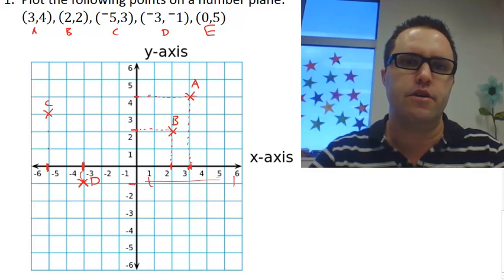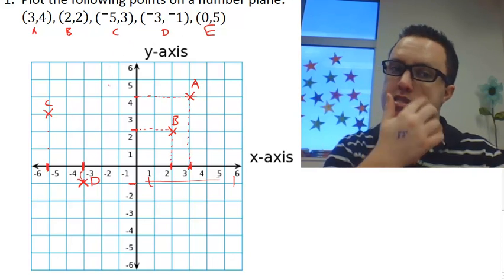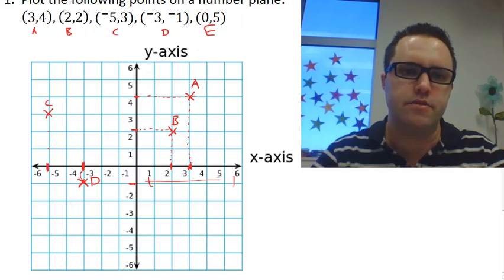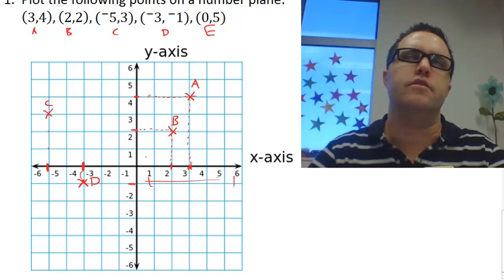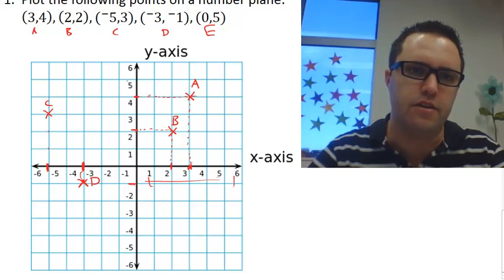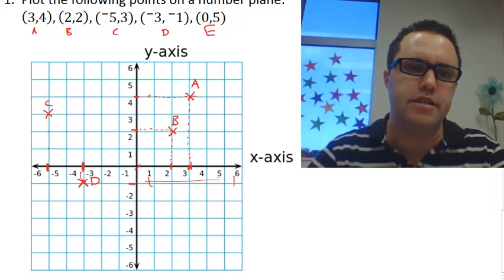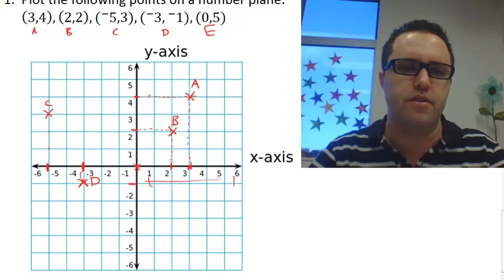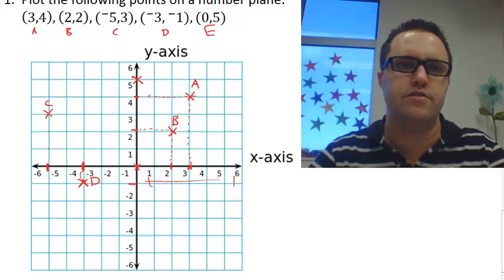Now, 0, 5, sometimes these give a little bit of confusion. So you're finding the part where x is 0. X is 0 all the way along the y-axis. So x is 0 is here at the origin, but we have y equals 5. So 1, 2, 3, 4, 5. So here's our point, x is 0, y is 5. Okay, and that would be point E.